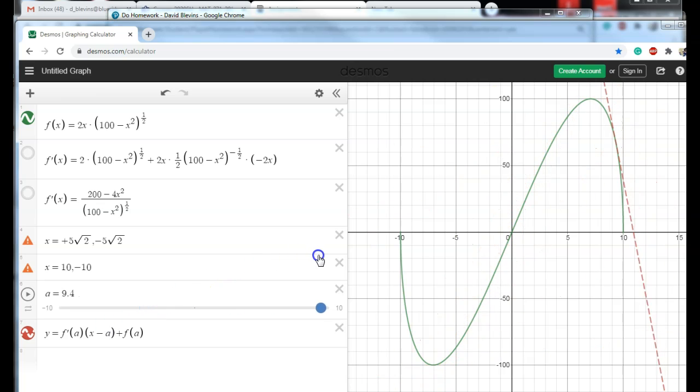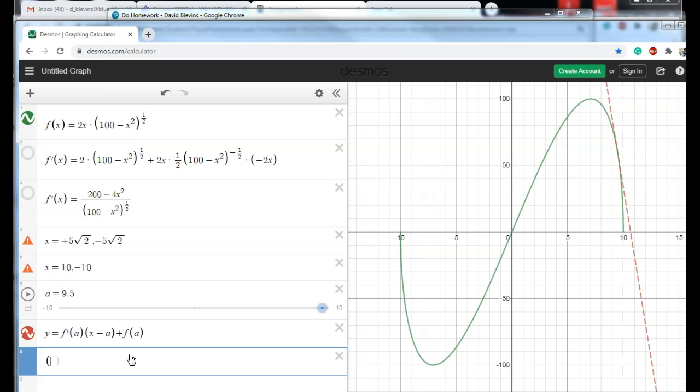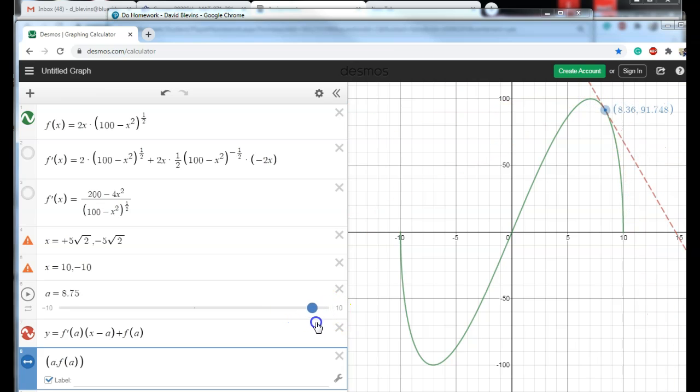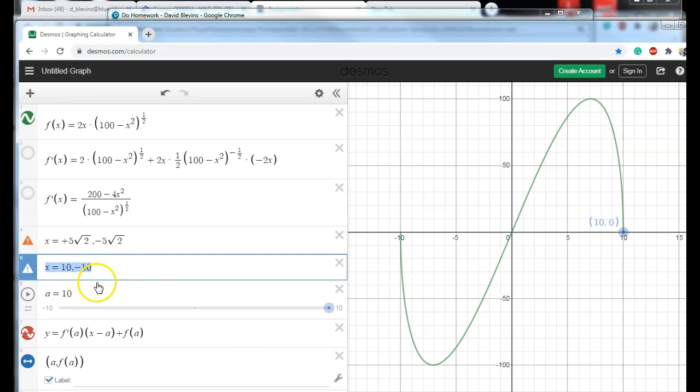But then watch what happens to this graph. I'm going to put A, f of A on the graph. Watch what happens when we get close to 10 and negative 10. The tangent line goes away. Why does the tangent line go away? Because what type of slope is that tangent line approaching? It's approaching a vertical line. And remember that the slope of a vertical line is undefined. And so at these 2 points, we get an undefined slope.